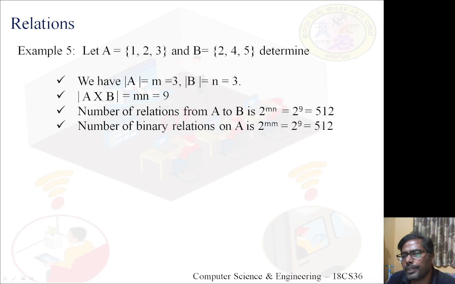Suppose I want to compute how many binary relations there are on A. I need to determine the number of subsets of A cross A. A contains 3 elements, so A cross A contains 3 into 3, that is 9 elements. So there are 2 power 9 subsets of A cross A, and all these 2 power 9 subsets of A cross A we call binary relations on A. Clear?